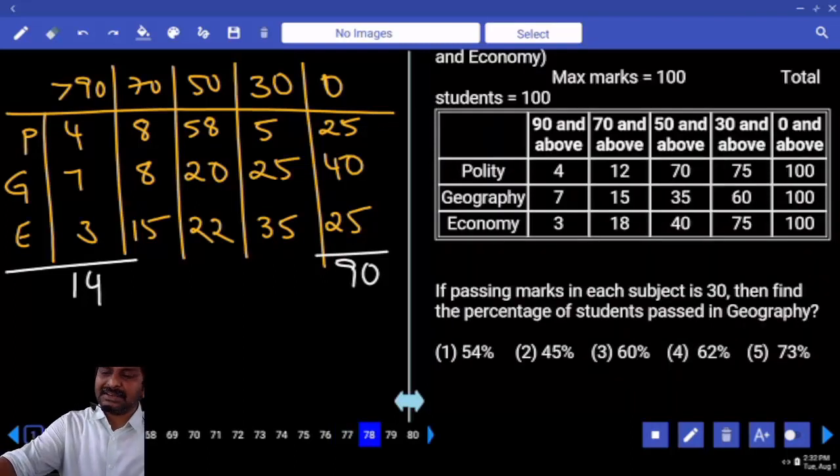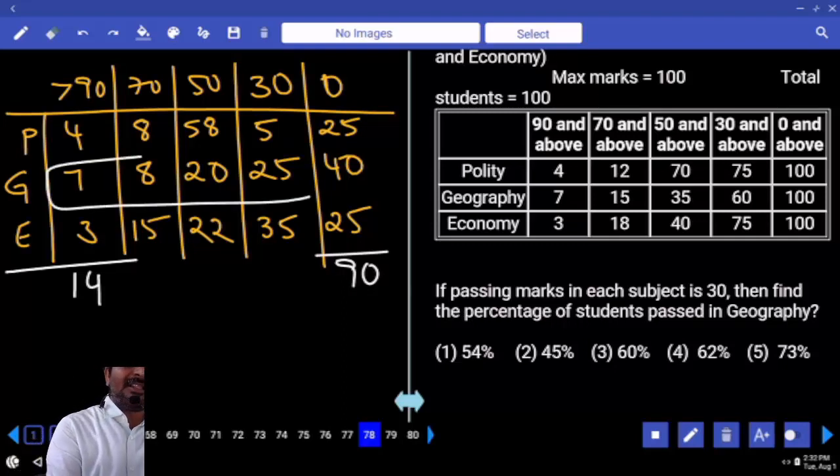If passing marks in each subject is 30, then find the percentage of students passed in geography. Those who get 30 and above get passed, right? In which subject? That means we need to add all these people. Instead we will subtract the remaining 40 from 100. How much is that?